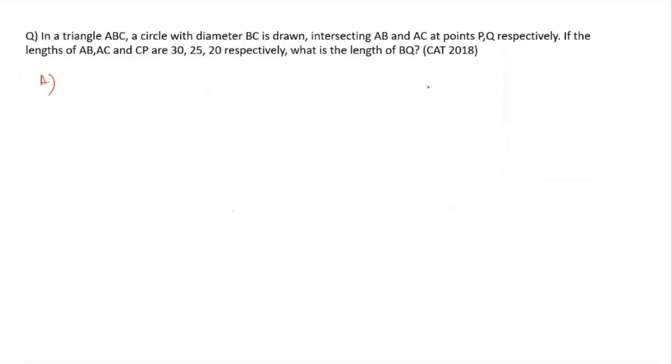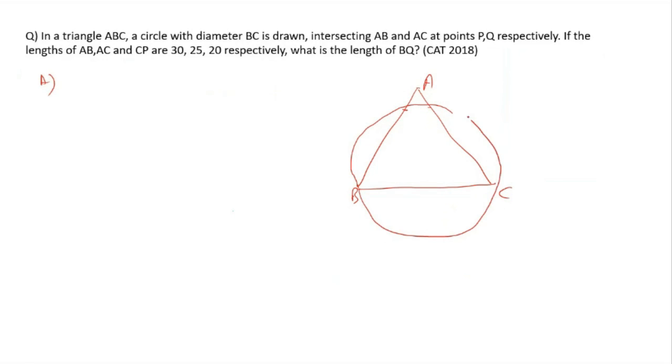There's a first triangle ABC. Let's keep drawing it as we read the question. A circle with diameter BC is drawn. Let's draw a circle with diameter BC intersecting AB and AC at points P and Q. So it will intersect AB somewhere and AC somewhere. And this is BC, the diameter. This is important.